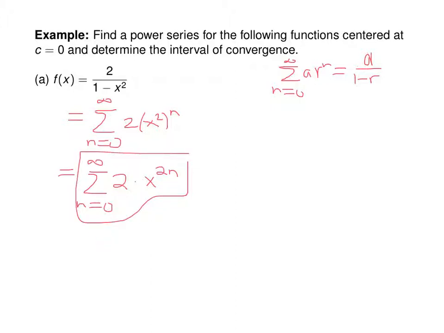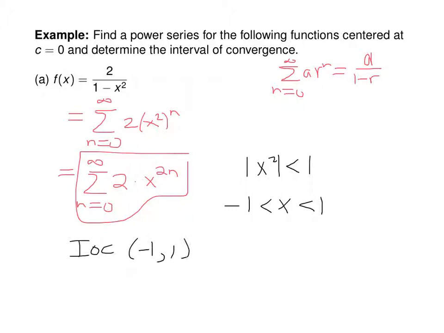And this will converge so long as the absolute value of x squared is less than 1, which implies that x is in between negative 1 and 1. So the interval of convergence for this particular series is negative 1 to 1.